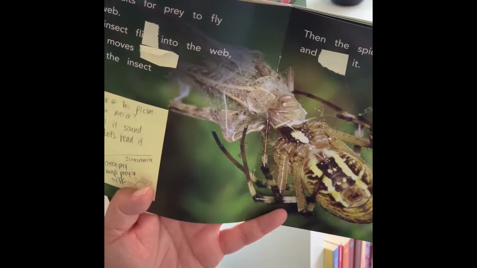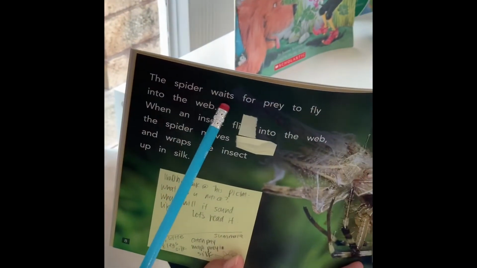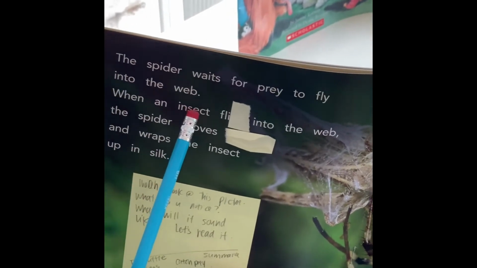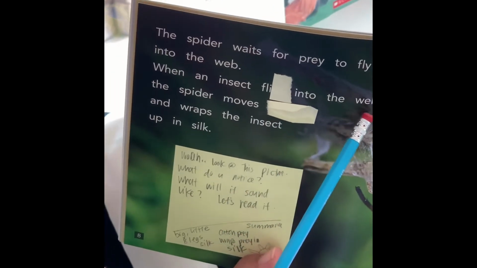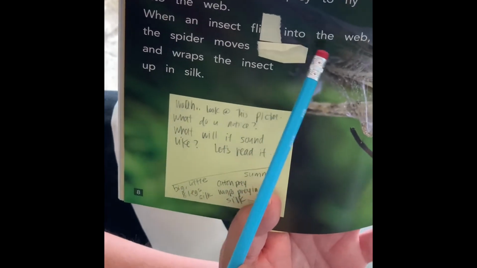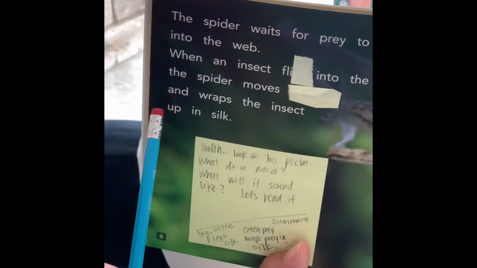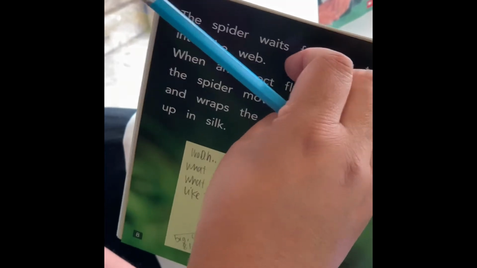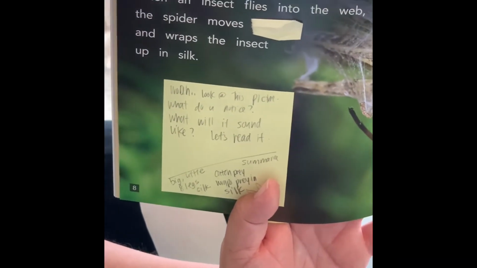Let's go ahead and read it, okay? Ready? Read with me if you can. The spider waits for prey to fly into the web. When an insect fly into the web, wait, does that make sense? That doesn't make sense. What should it say? Flies. When an insect flies into the web. There we go.